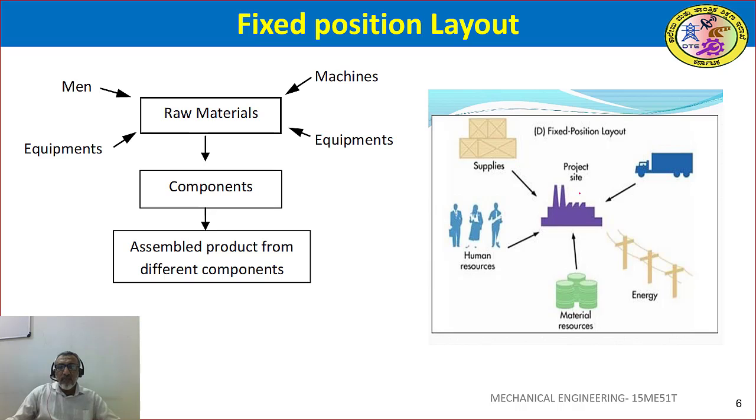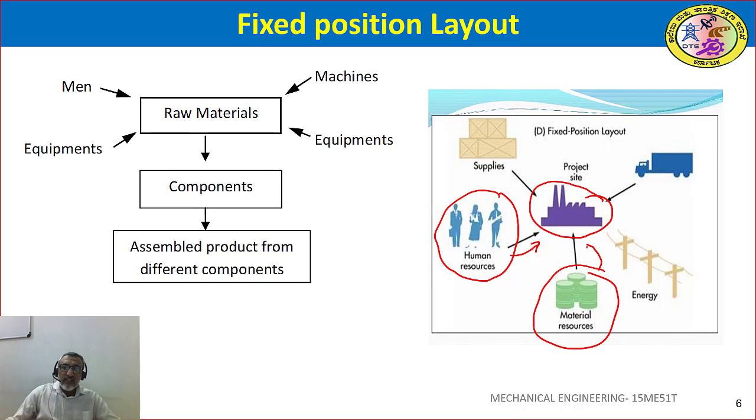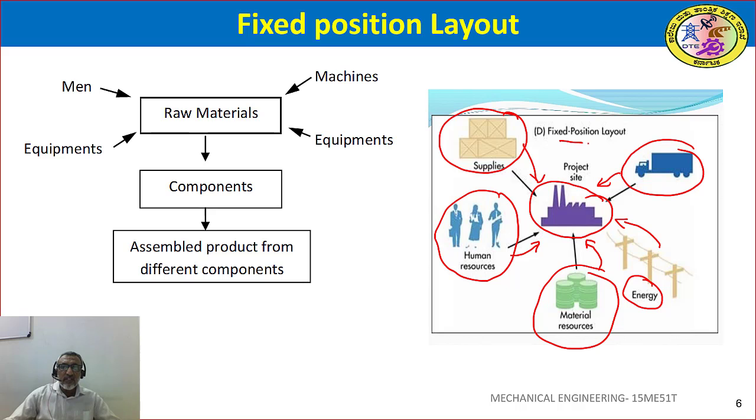This is again another example. This is a project site where we are moving all the human resources to the project site. We are moving all the materials to the project site. We may need electricity, power. So the energy is also supplied to the project site. We may have to carry many materials by truck or some other transport system. That is also taken. All the supplies are also taken to the project site. This is a fixed position layout.